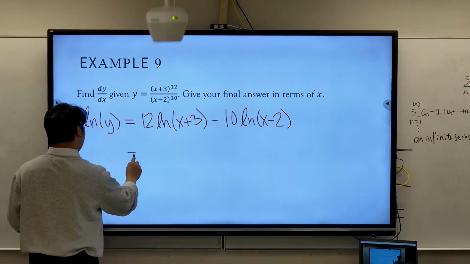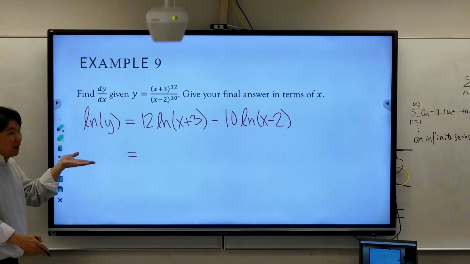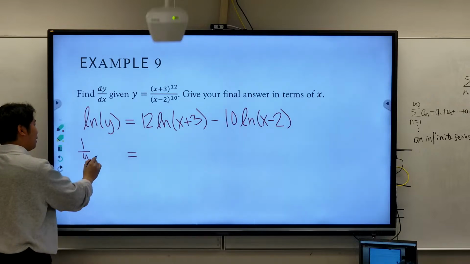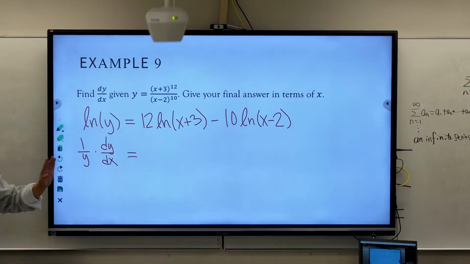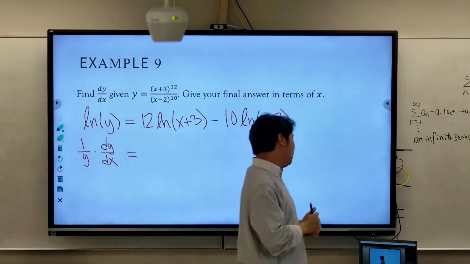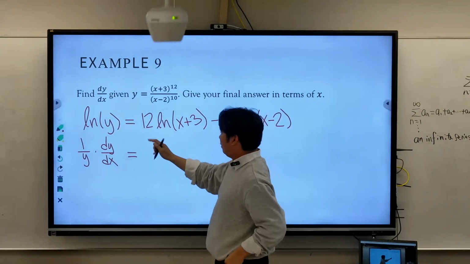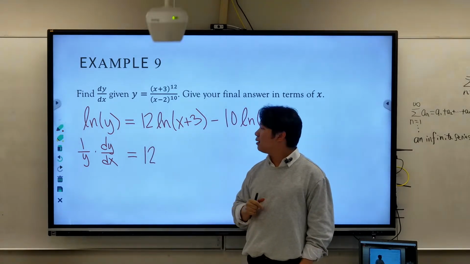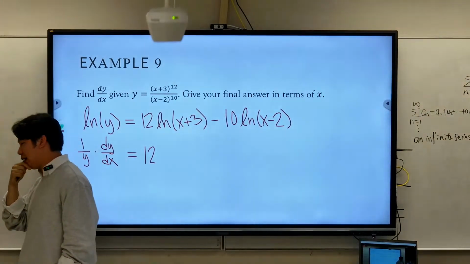So starting on the left, natural log of y, we've already done this for the previous problem, so we're expecting it to be the same. I have 1 over y, and then by chain rule, we have times dy dx. So the exact same thing that we did for example 8 on the left. Now on the right, I have 12 as a coefficient. I'm not worried about that 12. What's the derivative of the natural log of x plus 3?